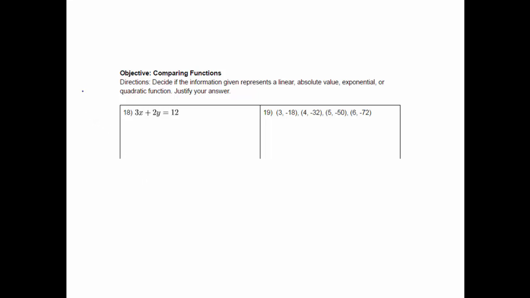Next objective is comparing functions. The directions are to decide if the information given represents a linear, absolute value, exponential, or quadratic function, and then justify your answer. Okay, this is the equation 3x plus 2y equals 12.